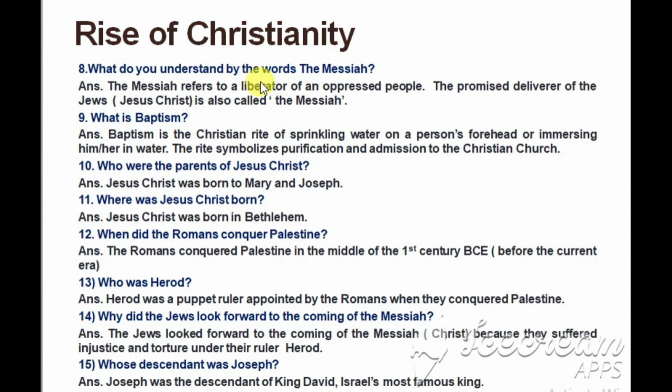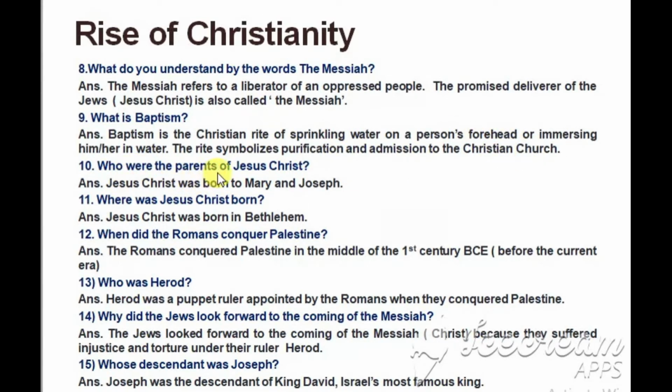What do you understand by the word the Messiah? The Messiah refers to a liberator of an oppressed people. The promised deliverer of the Jews, Jesus Christ, is also called the Messiah. What is baptism? Baptism is the Christian rite of sprinkling water on a person's forehead or immersing him or her in water. The rite symbolizes purification and admission to the Christian church.